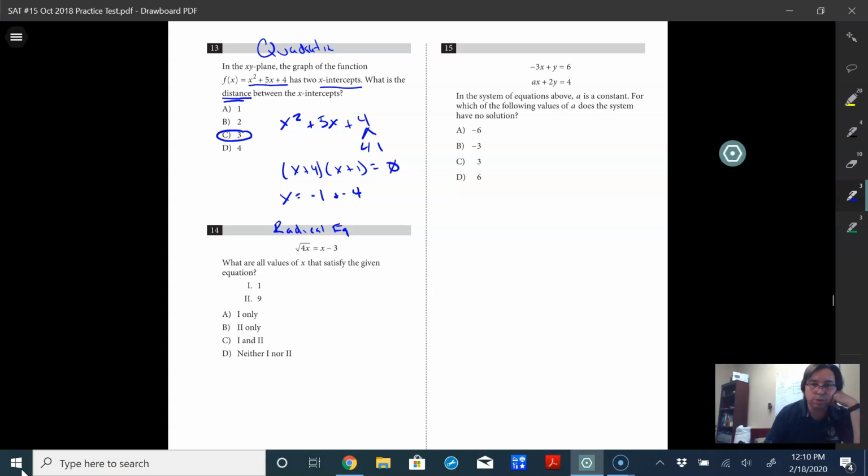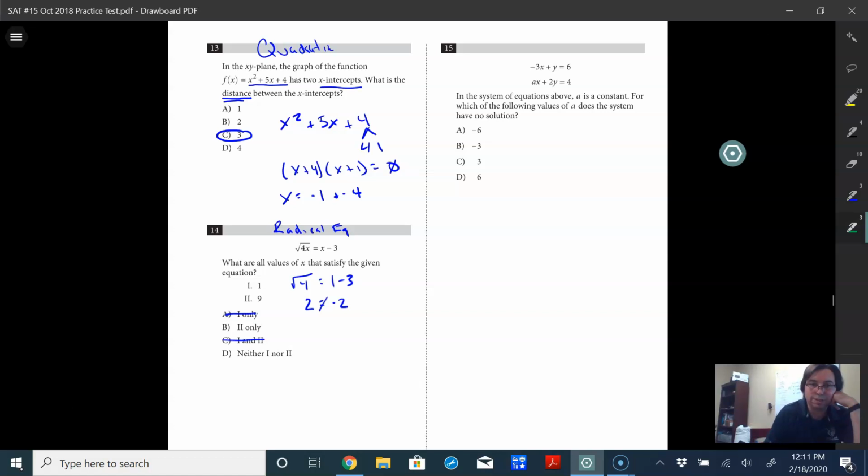Since we've got Roman numerals, let's try one of these. We'll try x equals 1. That's going to be the square root of 4 times 1, which is the square root of 4, and then we have 1 minus 3. The square root of 4 is 2, and this is going to be negative 2. So that doesn't work. We automatically know A is not an option and C is not an option, so it could be either B or D. Let's try the next one and see what's produced.